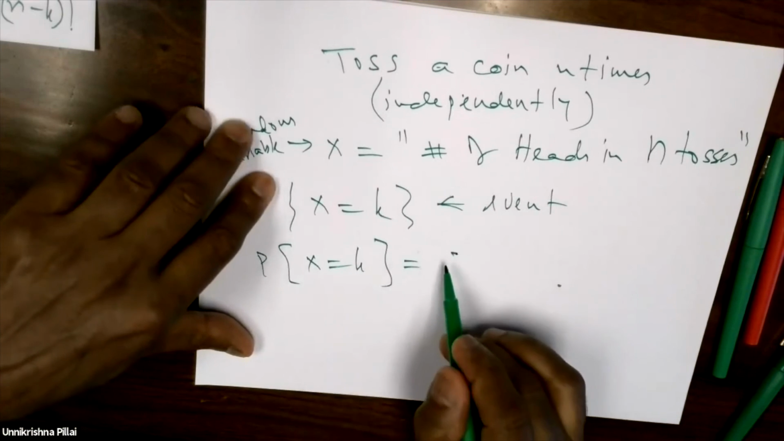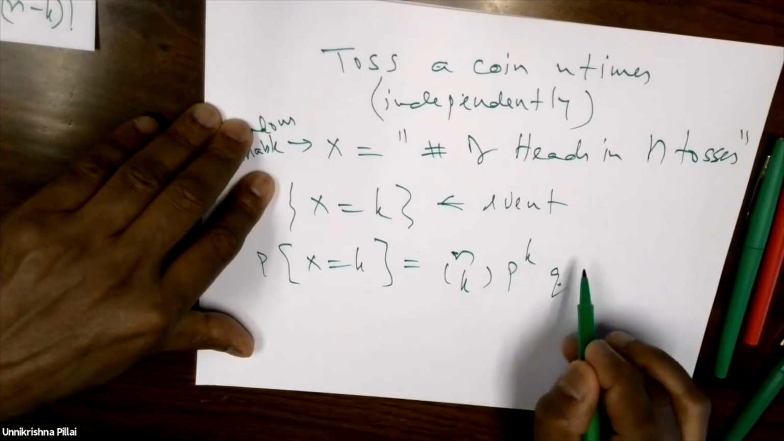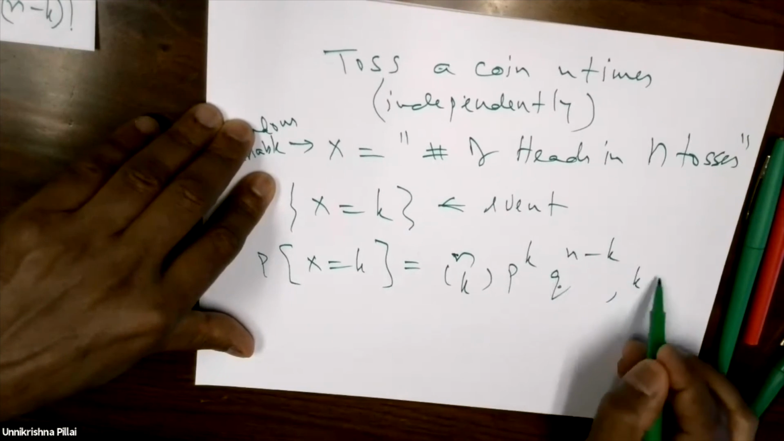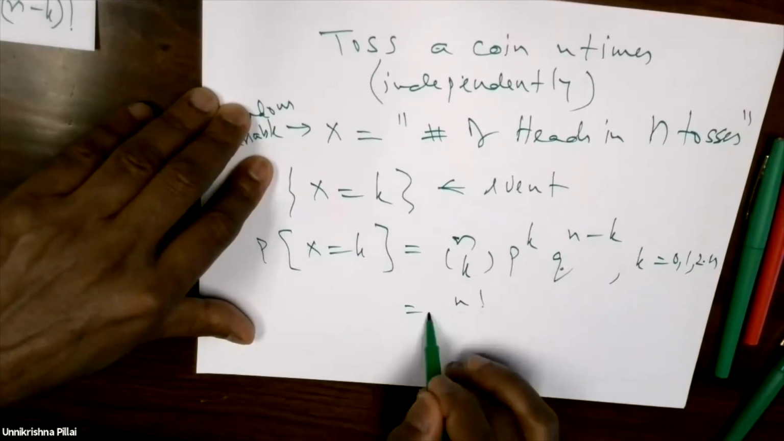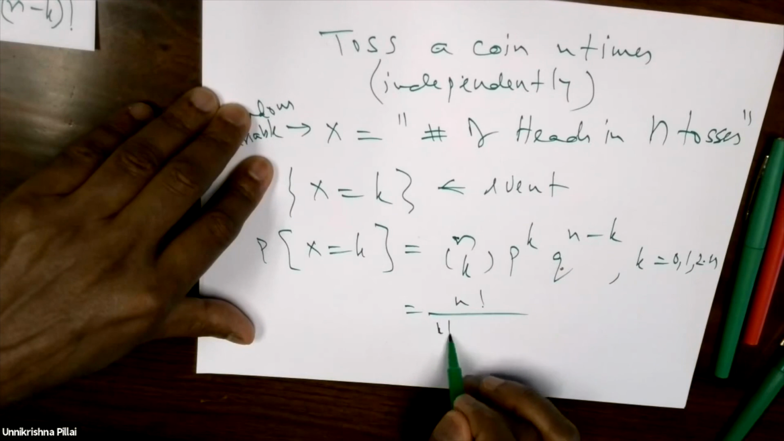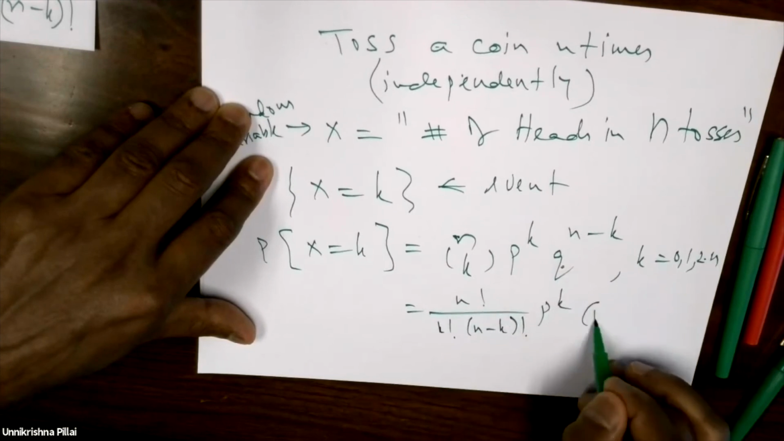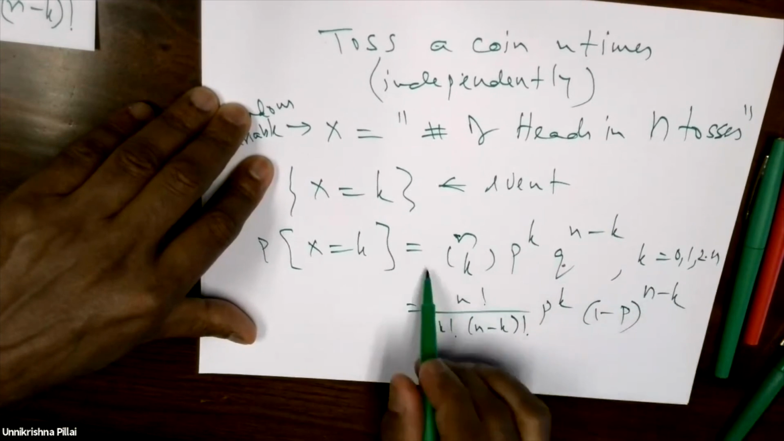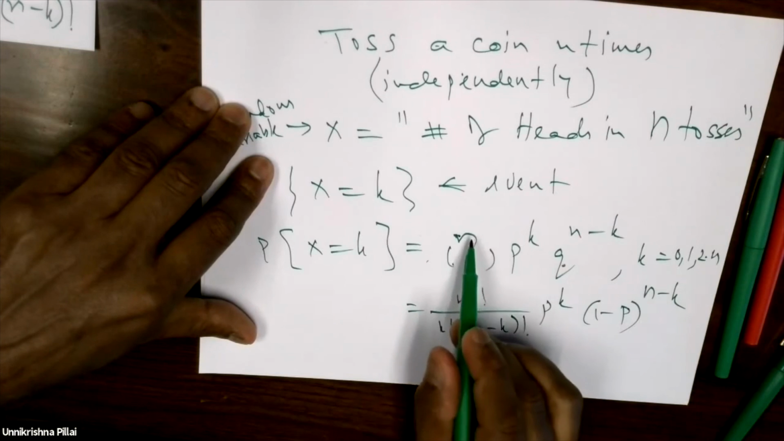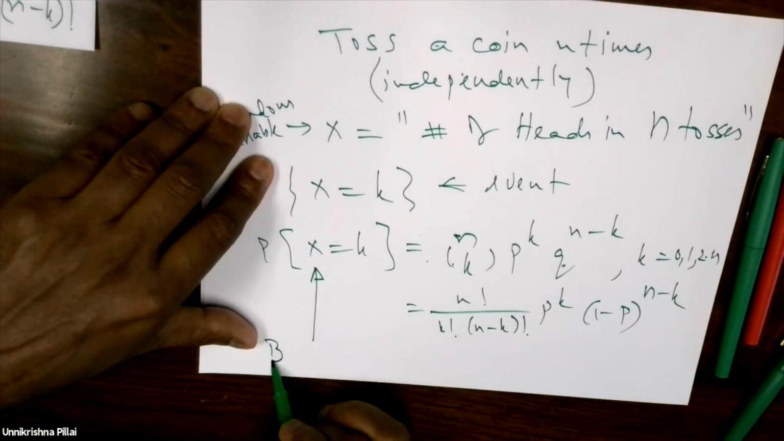It's going to be n choose k, p to the power k, q to the power n minus k. k could be 0, 1, 2, up to n. So this is n factorial over k factorial times n minus k factorial, p to the power k, q is 1 minus p, to the power n minus k, if you want to expand. So either one is fine. If you look at this, this is a binomial coefficient. So generally this is called a binomial random variable.